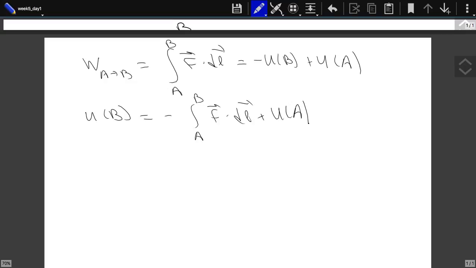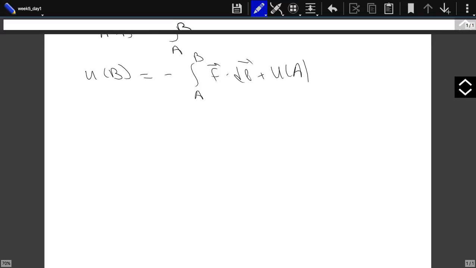Other questions? Potential created by a dipole. Now, the dipole, we have this one. We have a positive charge and a negative charge. This is what we call a dipole.